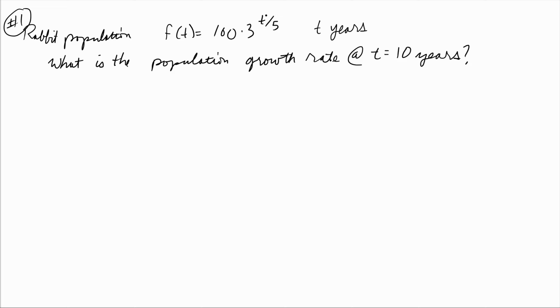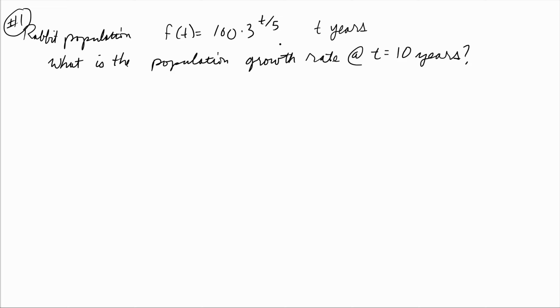And when t is equal to 0 in particular, 3 to the 0 is 1. So we're starting with 100. So there's 100 rabbits to start, and every 5 years, we're multiplying by another 3. So it triples every 5 years. This is a nice exponential function that represents that growth.